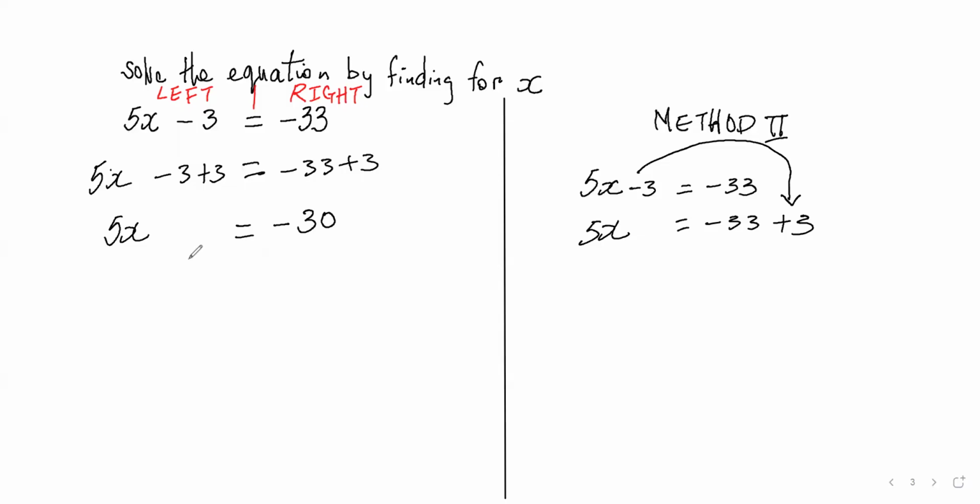Now, remember, 5x means 5 times x. So we want to find x. So we do the opposite of multiplication, which is division. Whatever we do on one side, we do on the next. 5 into 5, 1. 5 into 5, 1. 5 into 30, 6. So x is equal to negative 6.